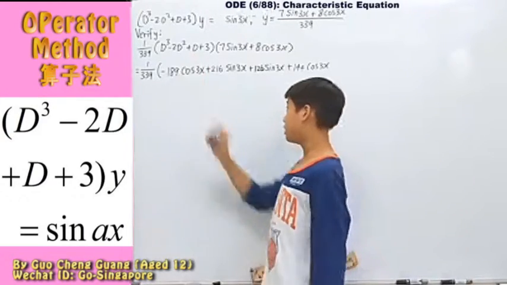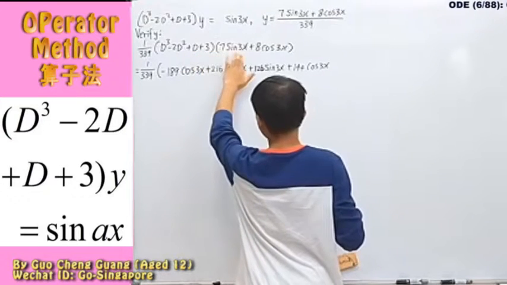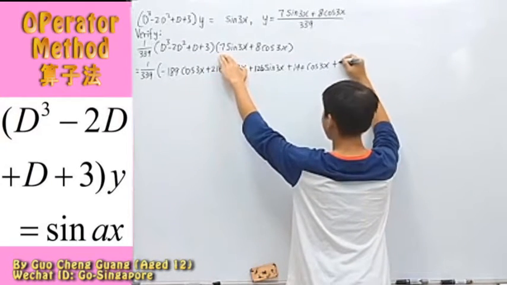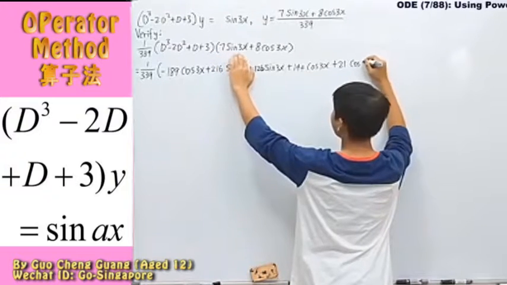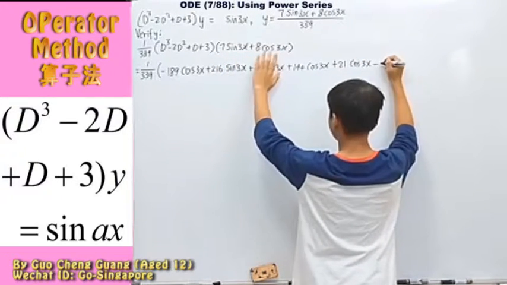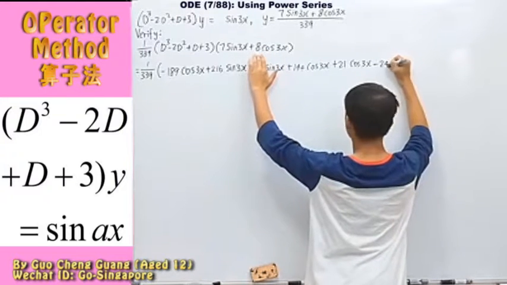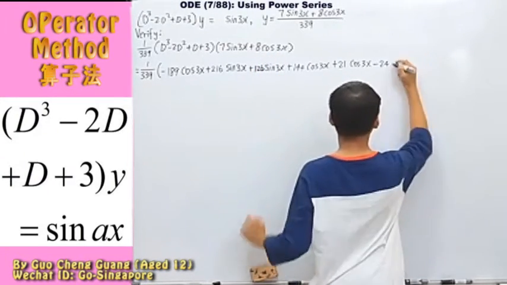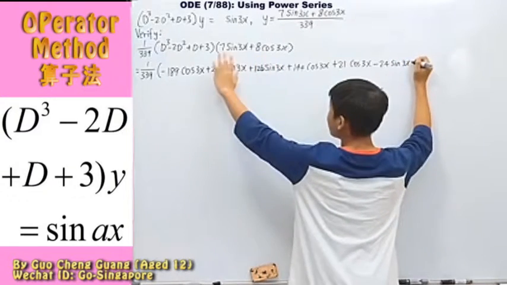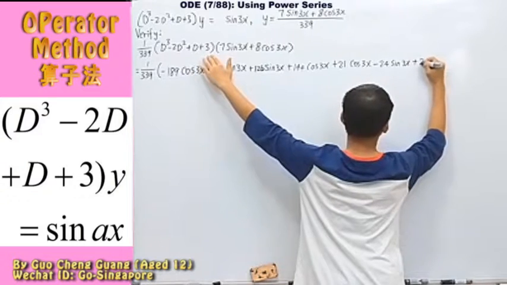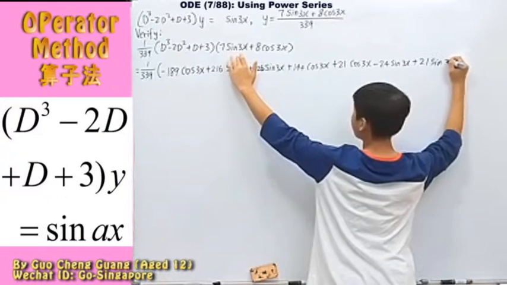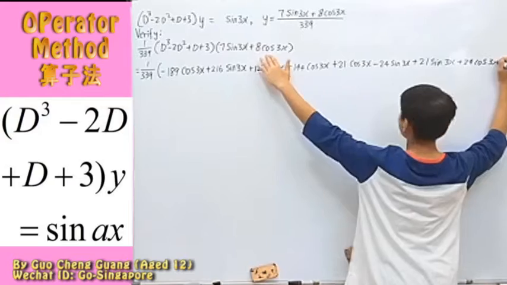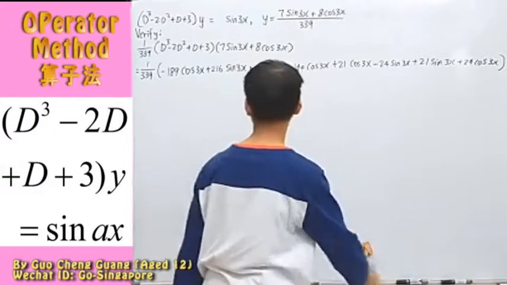The next, for this D, you just differentiate once, simple. So sine, you get 21 cosine 3x. Then from here you need to subtract because of this cosine. Subtract 24 sine 3x. Then for the last part, which are constants, 21 sine 3x, then you plus 24 cosine 3x. So this is the whole chain that you get.